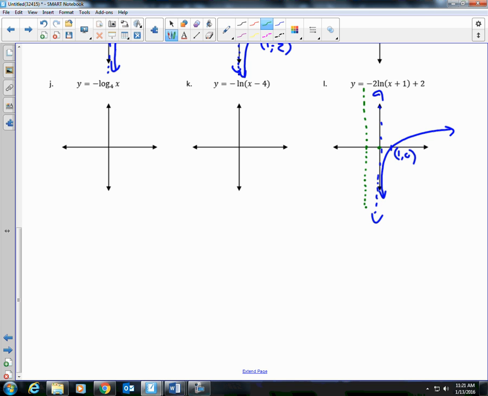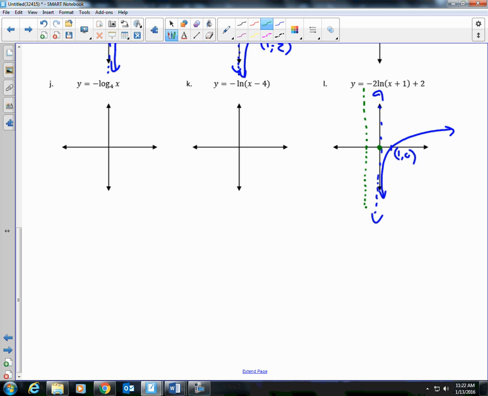Yeah, so the 2 would be a stretch and the negative would be a vertical reflection, correct? If I vertically reflect this, does that change the location of this point? Does it change the location of this vertical asymptote, if I reflect it vertically? No. How about adding 2?